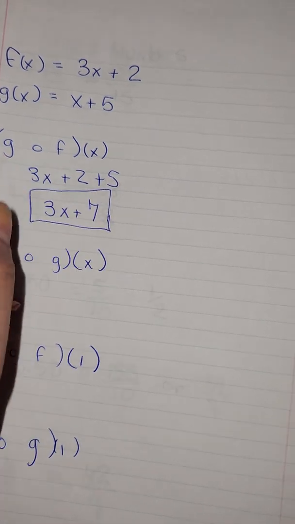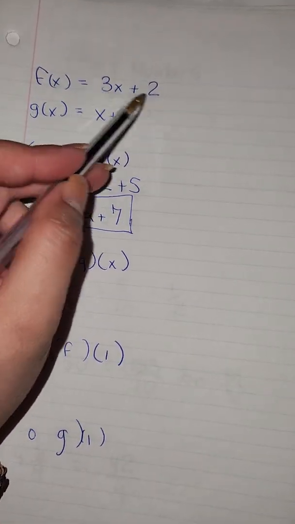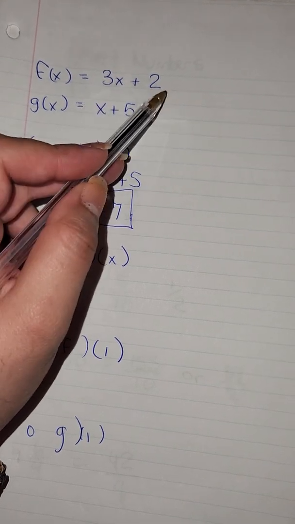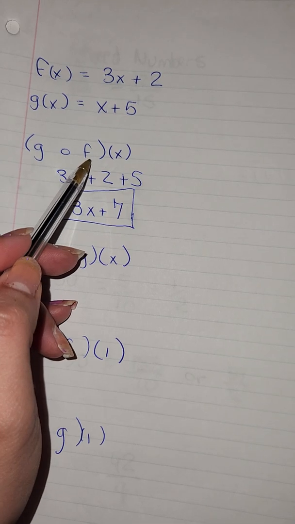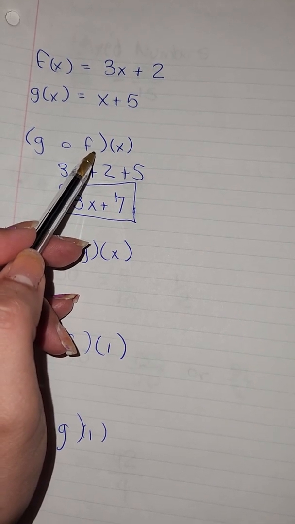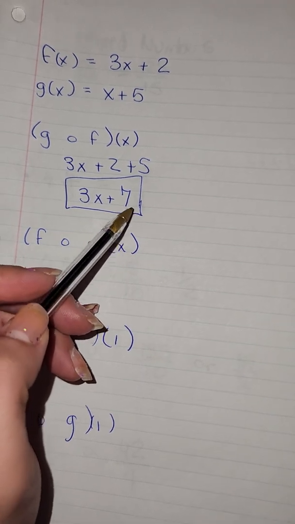For g of f of x, remember, we're plugging in this equation right here. We're going backwards. 3x plus 2, plug into this. So really we're plugging f of x into the equation of g of x. And that's how I got 3x plus 7.